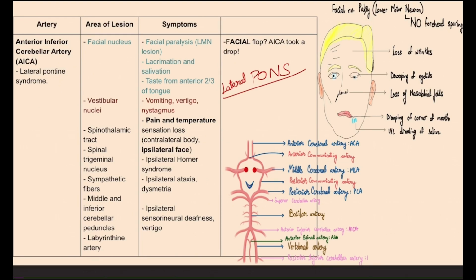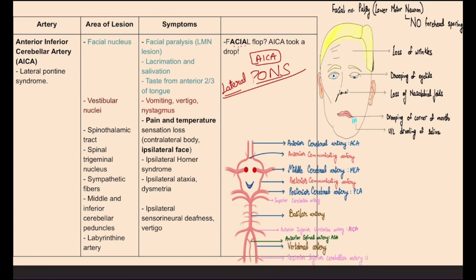Now one thing to remember is that facial nucleus symptoms are very specific to the anterior inferior cerebellar artery. So facial flop, AICA drop. Just remember it like that. Another thing, check out the spelling of facial. If you spell it backwards, it becomes A-I-C-A, or AICA. So whenever you see any facial deficits specifically, you can localize it to the lateral pons, and this will give you that the vessel that is affected is the anterior inferior cerebellar artery.